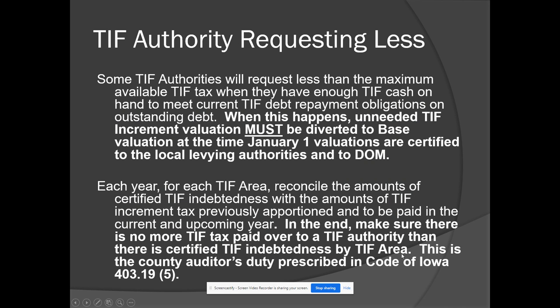So some TIF authorities, as I mentioned, do request less than the maximum available TIF tax when they have enough cash on hand to meet obligations, or perhaps they just aren't necessarily wanting to capture all of the TIF revenue at one time. They want to spread it out a little bit. When this happens, unneeded TIF increment value must be diverted back to the base valuation at the time that you file your values with me.